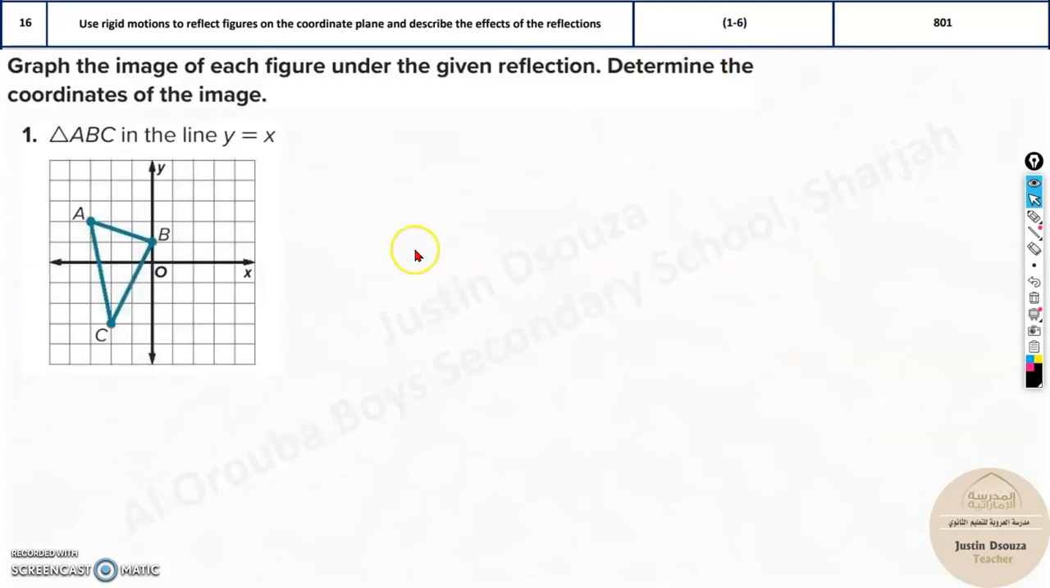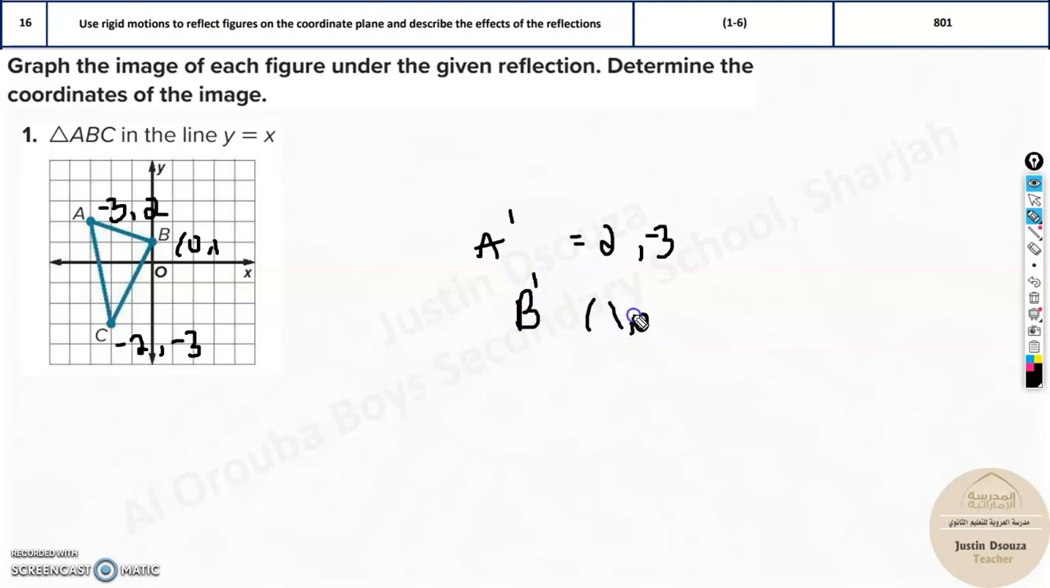Now, here are some problems. You need to try it by yourself. Y is equal to x. It's very, very simple. What I would do is write the coordinates: 2 comma -3, this is 0 comma 1, and lastly we have -2 comma 1. So the coordinates of A dash would be 2 comma -3, B dash would be 1 comma 0, and lastly we have C dash to be -3 comma -2.